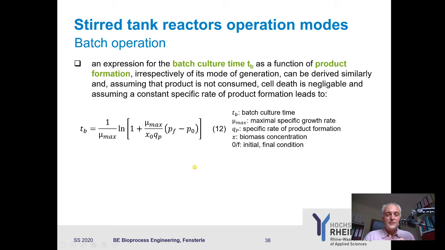So we have now three possibilities of calculating our batch culture time: either based on the biomass final concentration, or if we say I want to reach a certain substrate concentration, or if I want to reach a certain product concentration. So of course it depends on what your intention is, and correspondingly you will use the appropriate formula and simply calculate your batch culture time.